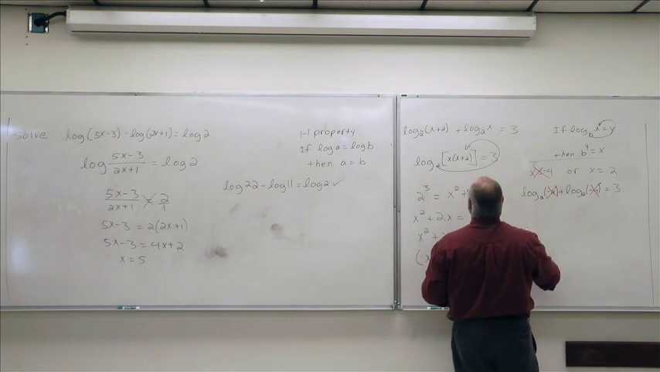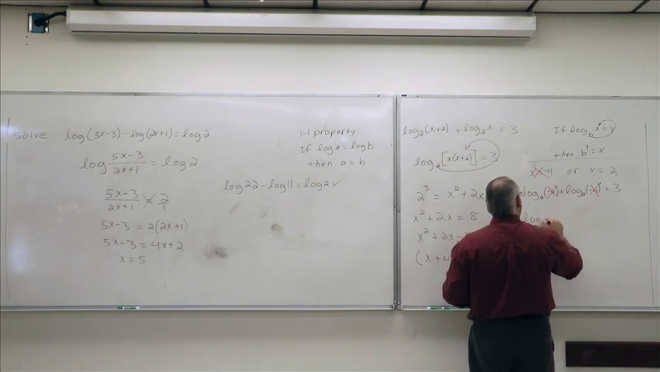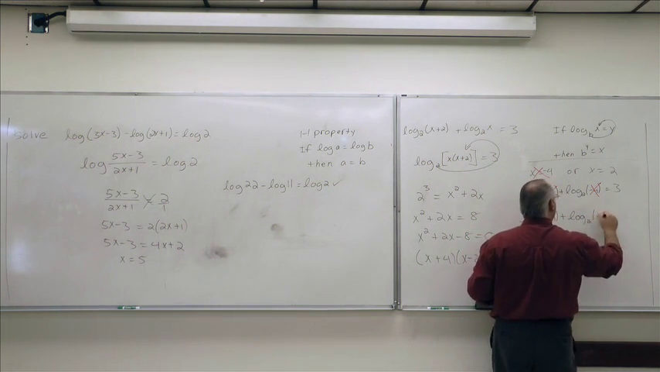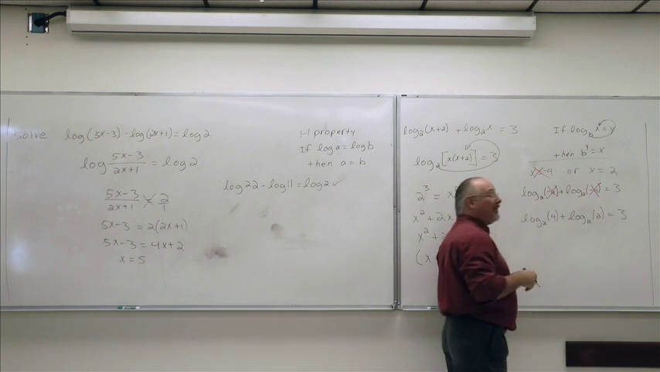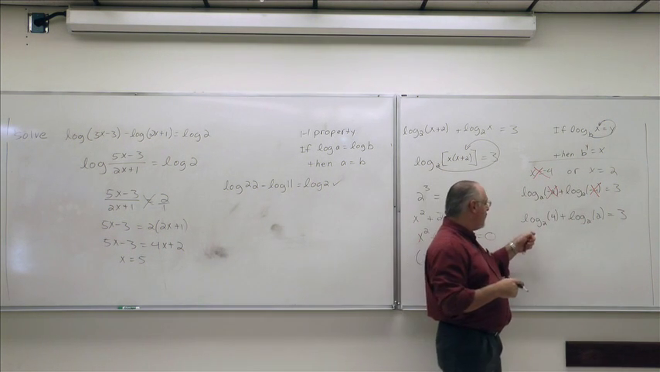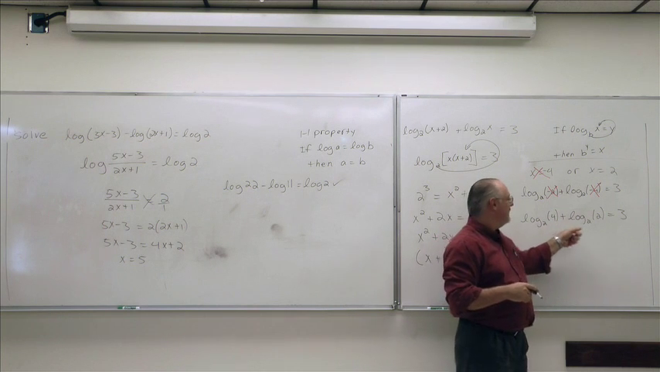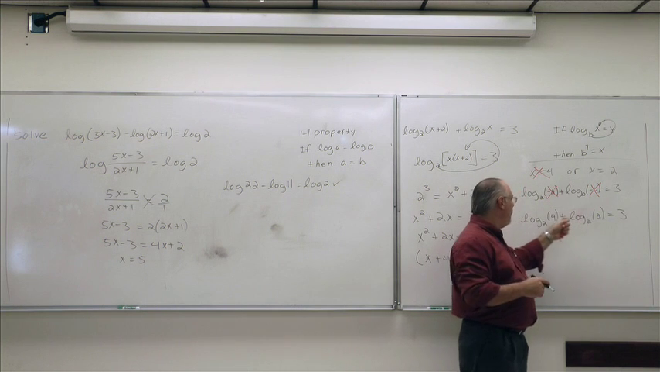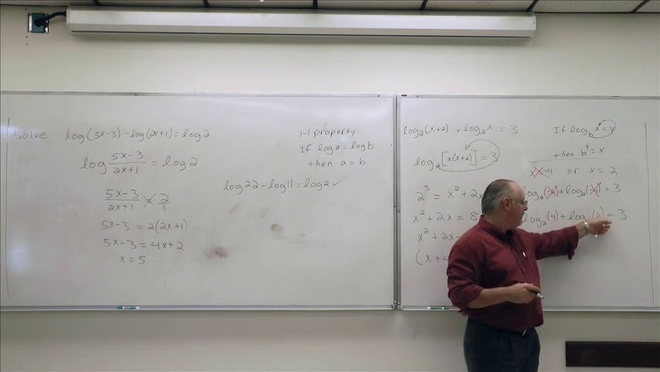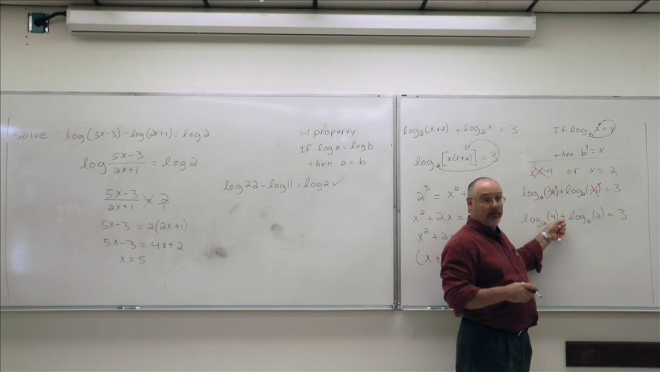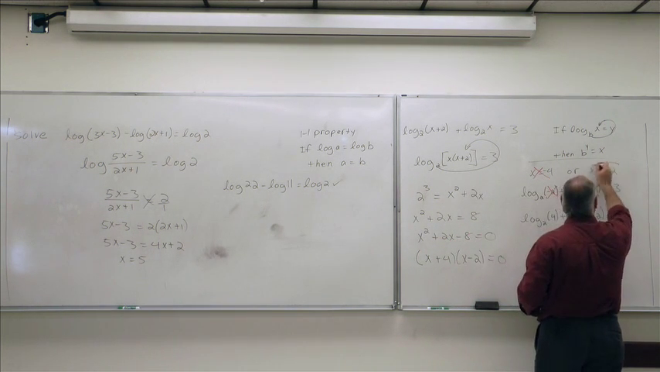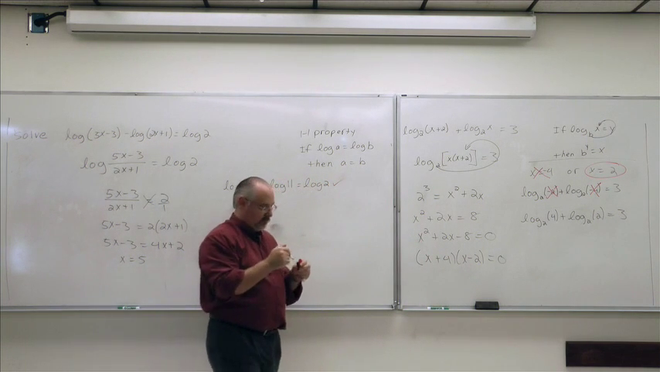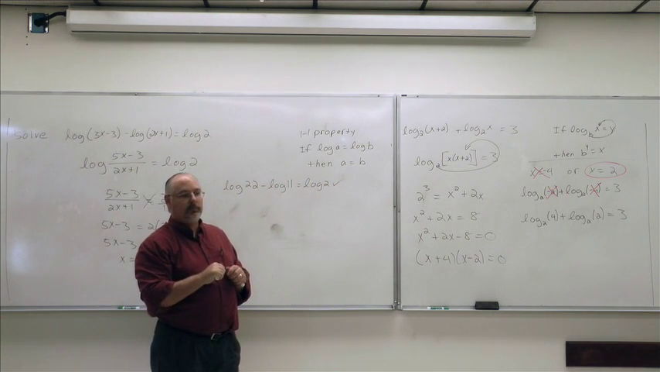If I plug in 2, I get the log base 2 of 4 plus the log base 2 of 2. Is that 3? In fact, it is very easily, because the log base 2 of 4 is 2, log base 2 of 2 is 1, and 2 plus 1 is 3. But really, what I'm after here is, are these in the domain? And yes, they are. So 2 is the correct solution. Okay?